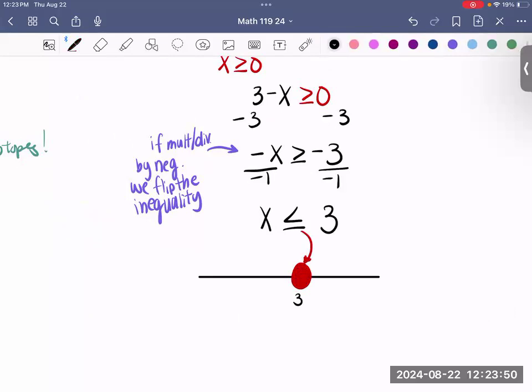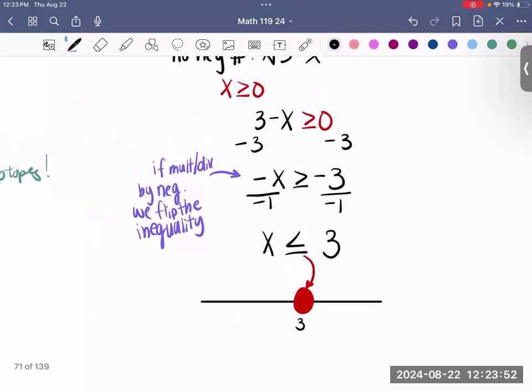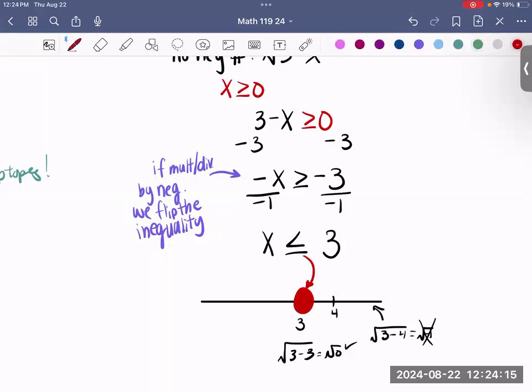Because keep in mind, square root of 0 is okay. So if we have 3 minus 3 underneath the square root, it's the square root of 0, so that's okay. If we go over here and say, let's say this is 4, we get the square root of negative 1. Is that okay? Not okay. So over here is not okay. Over here is okay.